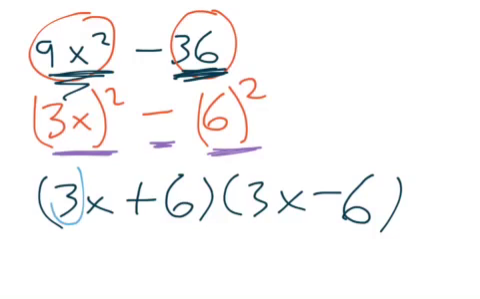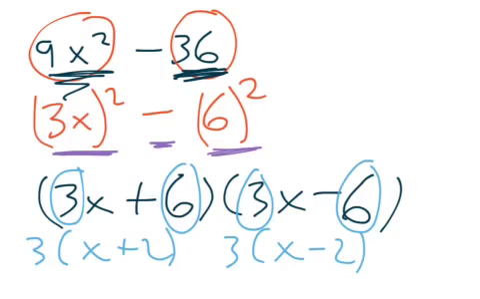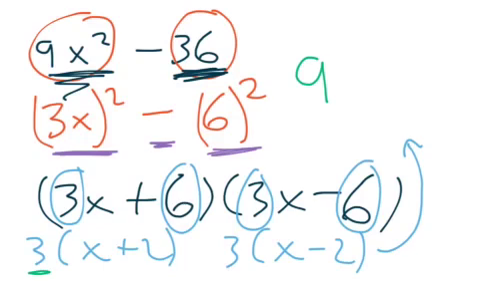Did you guys notice that we have a 3 and a 6, and a 3 and a 6, and all those numbers I can divide by 3? So couldn't I say it's 3 times x plus 2 here, and 3 times x minus 2 there? So my real final answer is going to be 9. 3 times 3 is 9. And of course, I have x plus 2 times x minus 2.